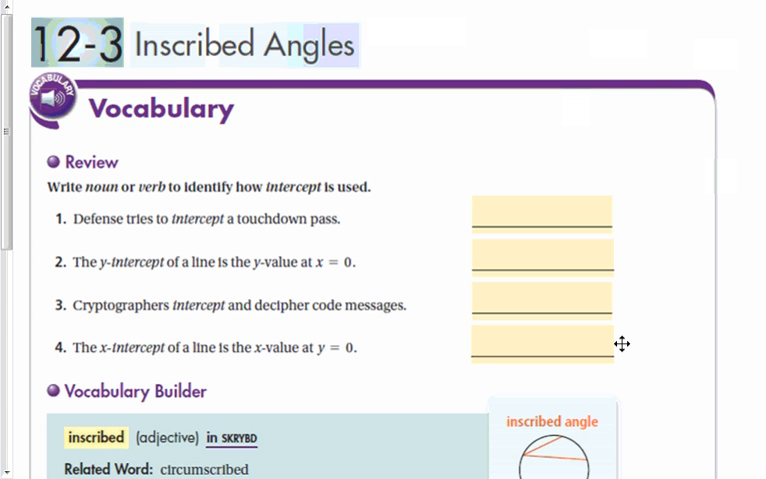Hey students, this is lesson 12.3. In this lesson we're going to learn how to find the measure of an inscribed angle and how to find the measure of an angle formed by a tangent and a chord. Go ahead and do the review here and I'll check back with you. Especially pay attention to what the word inscribed and circumscribed means.